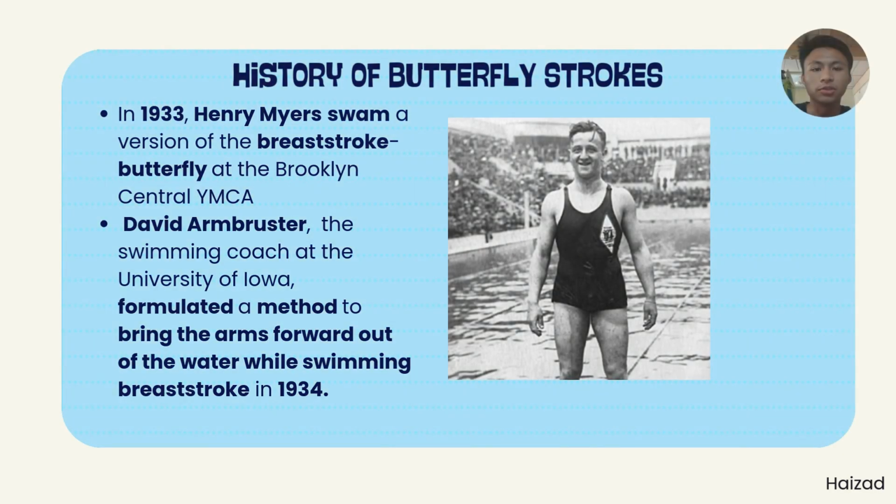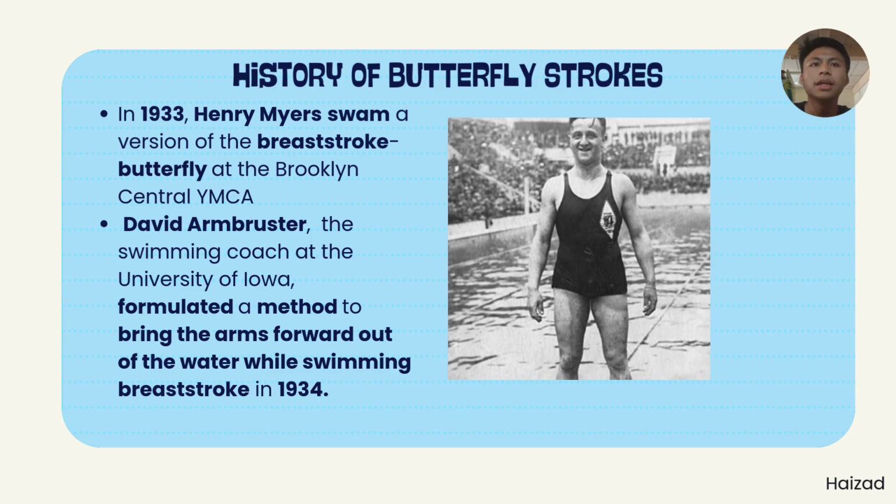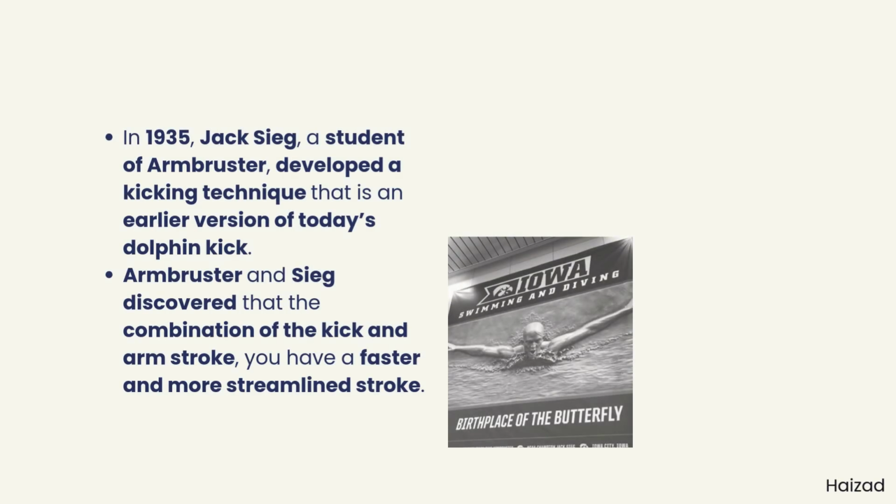The history of butterfly stroke starts with Henry Myers, a professional swimmer in 1933, who swam a version of breaststroke butterfly at the Brooklyn Central YMCA. And then there is David Armbruster, the swimming coach at the University of Iowa, who formulated a method to bring the arm forward out of the water while swimming breaststroke in 1934.